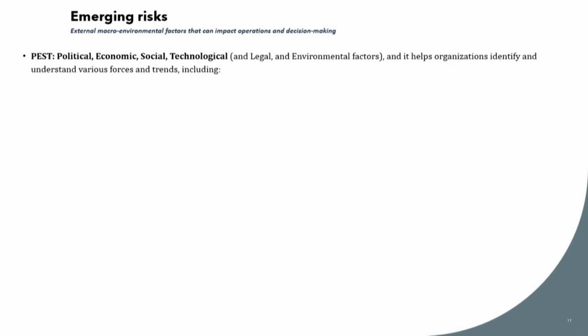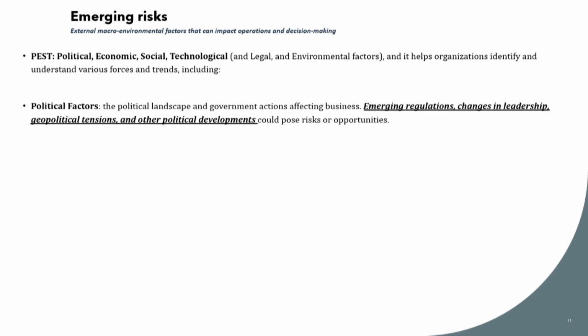So coming to talk about the external environment. When we talk about the external environment, we also talk simultaneously about external risk. That means the emerging risk. So it includes external macro environmental factors that can impact operations and decision making. To understand this, there's a framework. Shortly we call it the PEST framework. PEST means political, economic, social, and technological. And it helps organizations identify and understand various forces and trends, including political factors, political risk.